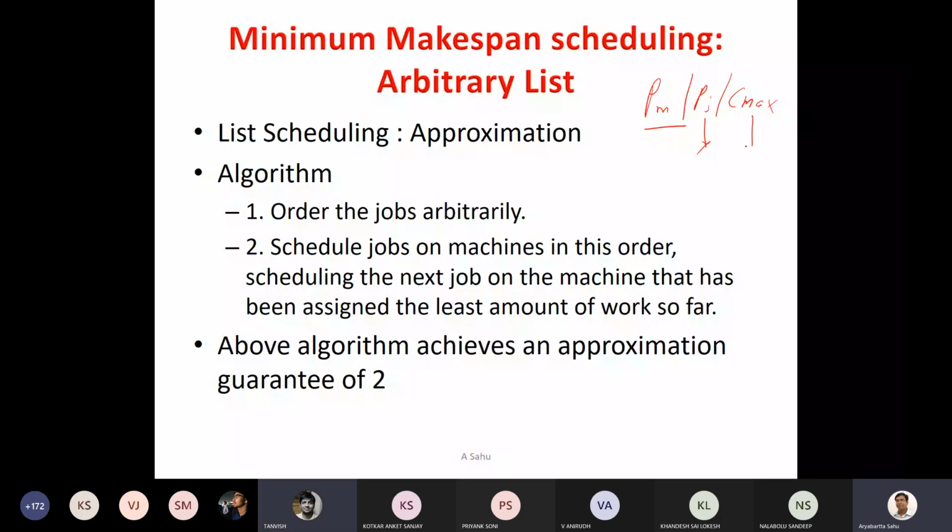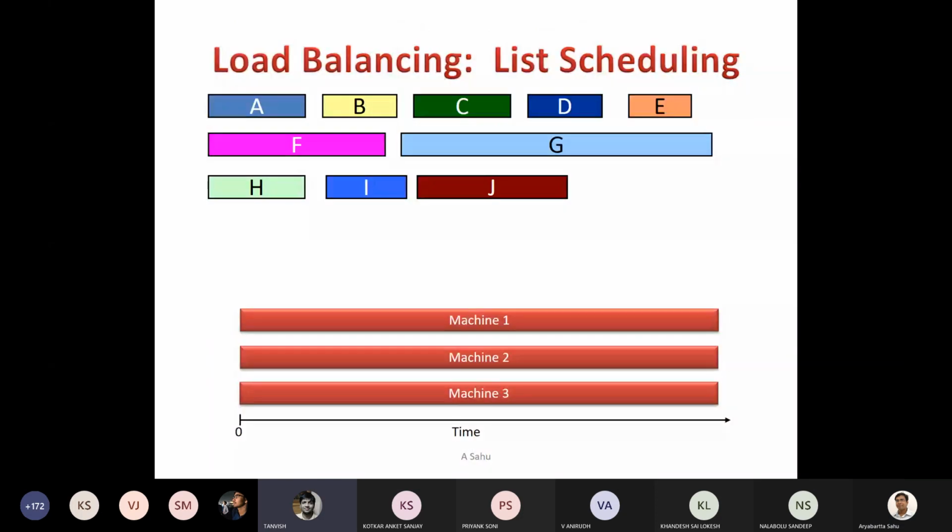Sir, I think we are still seeing the previous slide in which the algorithm is given. Yes, now we can see. Now we can see.